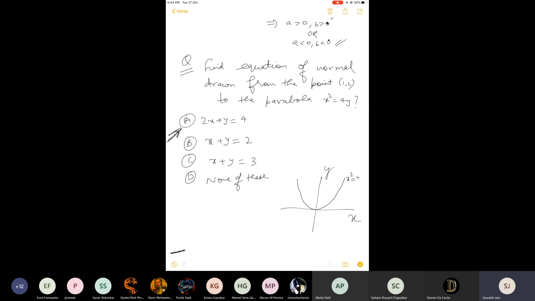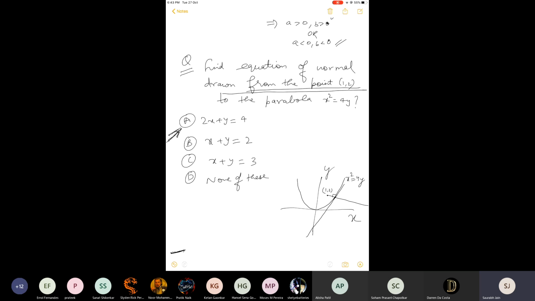See, let me draw this parabola first. x square equals 4y. If you look at the question, it is said that you have to find the equation of the normal drawn from the point 1 comma 2. Drawn from the point. The point is not your point of contact. This is the mistake that we usually make. And obviously, according to the mistake, the wrong option is always given.